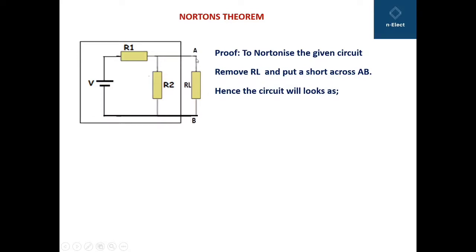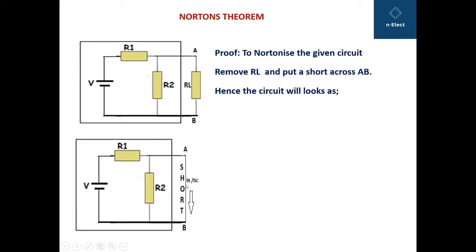Now putting a short means directly connecting point A and point B. So the circuit will look like this. Here we have connected A and B directly, removing this RL. And under these circumstances, the current which will flow from point A to point B because of this battery will be called the short circuit current, that is ISC, or Norton's current, IN.